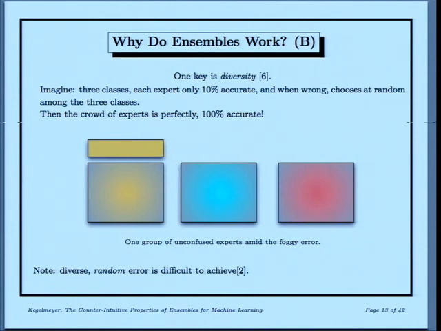Because, let's say I have 100. Of that 100, 10 of them are going to know what's going on, and are going to correctly vote for yellow. The other 90 are going to be clueless, but 30 will vote for yellow, 30 will vote for blue, 30 will vote for red. The majority vote will say, I've got 40 votes for yellow. Yellow wins. What's happened is that the people who are wrong have canceled each other out. Now, this only works if the members of the ensemble have the property that once they're wrong, they're randomly wrong.